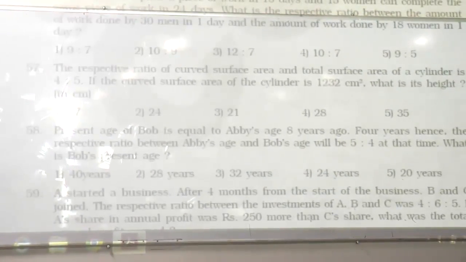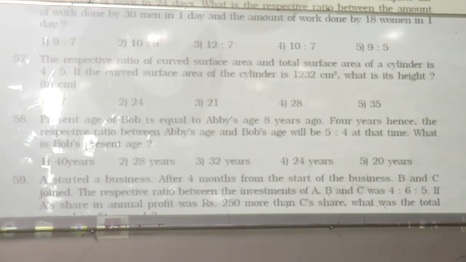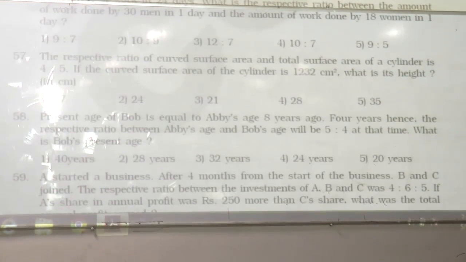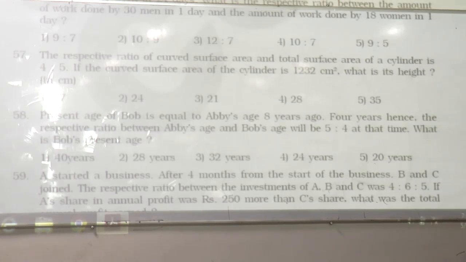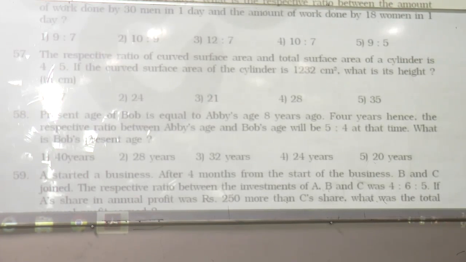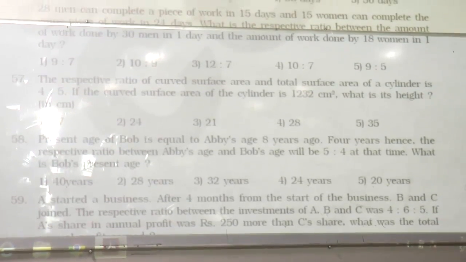57. The respective ratio of the curved surface area and the total surface area of the cylinder is 4:5. If the curved surface area of the cylinder is 1232 centimeters square, what is the height? We are asked about height.